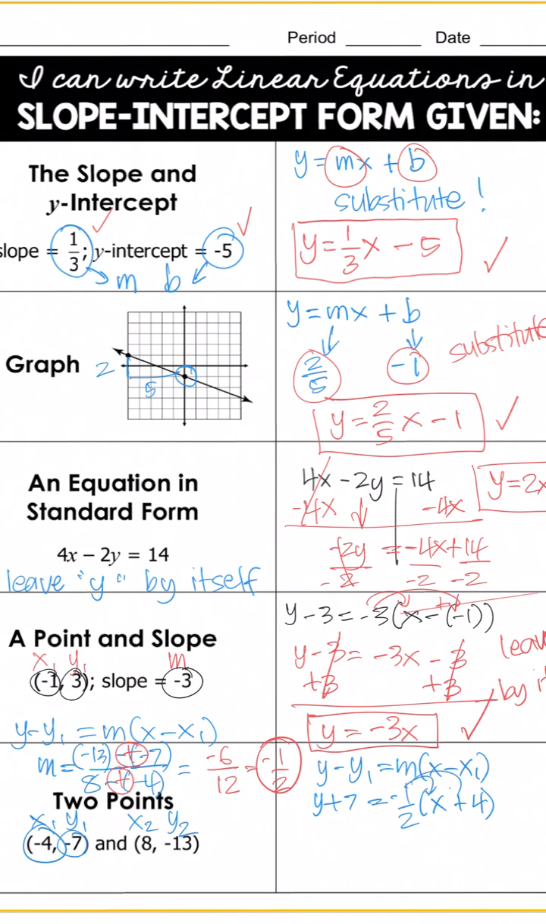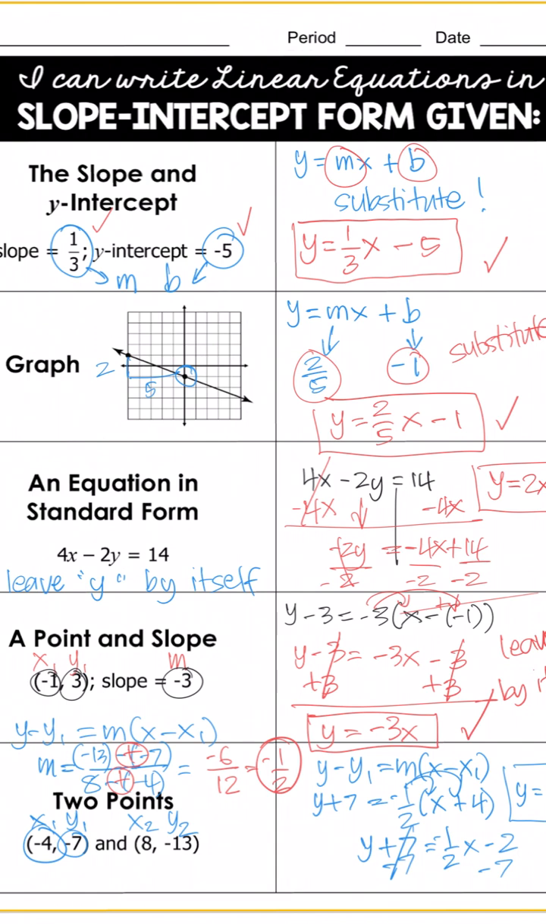Then distribute 1 half inside the parentheses. So now we have y plus 7 equals negative 1 half x, don't forget the negative sign, minus 2. And to leave y by itself, we're going to subtract 7 on both sides. 7 minus 7 is 0. And now we have y equals negative 1 half x. Negative 2 minus 7 is negative 9. Then that is our final answer, in slope-intercept form.